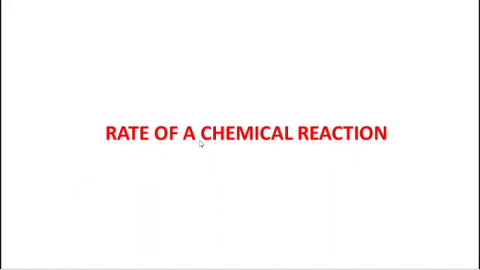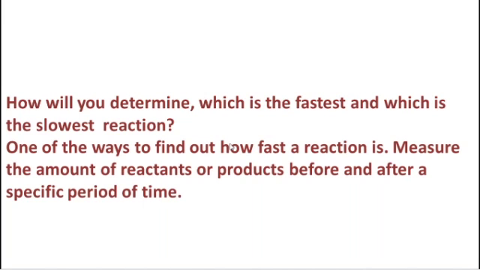First, the rate of a chemical reaction. How will you determine which is the fastest and which is the slowest reaction? One of the ways to find out how fast a reaction is, is to measure the amount of reactant or products before and after a specific period of time.